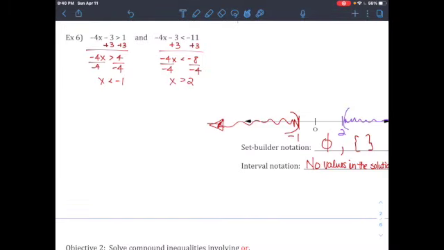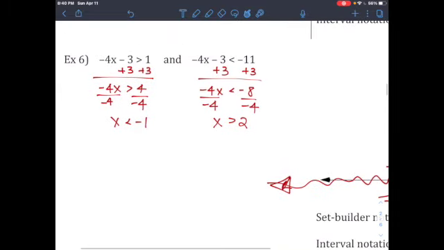For example number 6, I solved it by adding 3 on both sides because it's a minus 3. Then here's the tricky part. Negative 4x is greater than 4. Because it's negative 4, I'm dividing, and this is where I have to change the sign. The sign gets changed because you multiply or divide by a negative. Same thing here: you divide by a negative, the sign changes. So now we have x is less than negative 1, x is greater than 2.